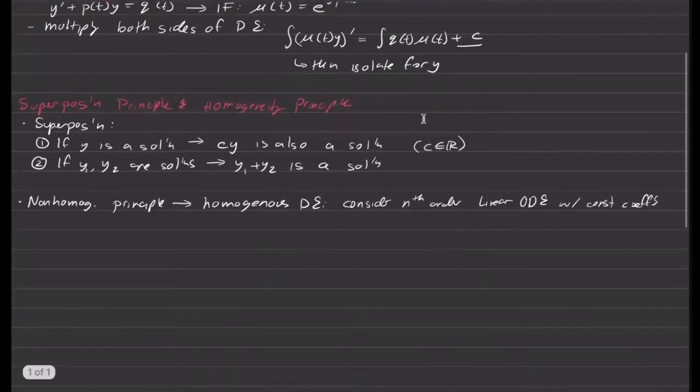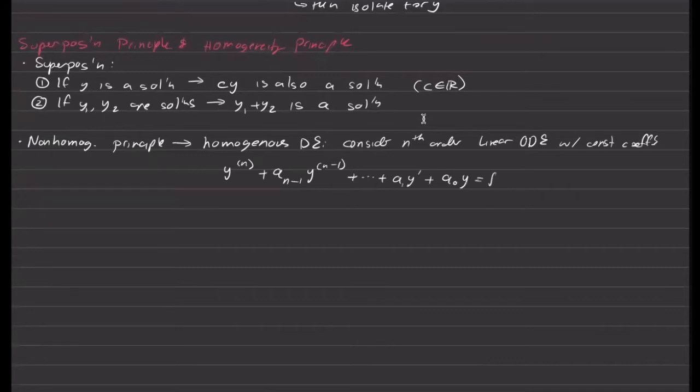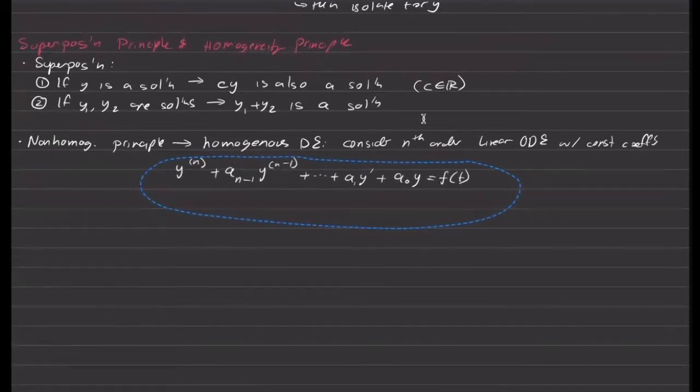And this will be an equation of the form something like y to the nth derivative plus a sub n minus 1 times y to the n minus 1th derivative, plus a bunch of other terms, plus a1 y prime plus a naught y, is equal to some forcing function f of t. Let me just move this to the center.